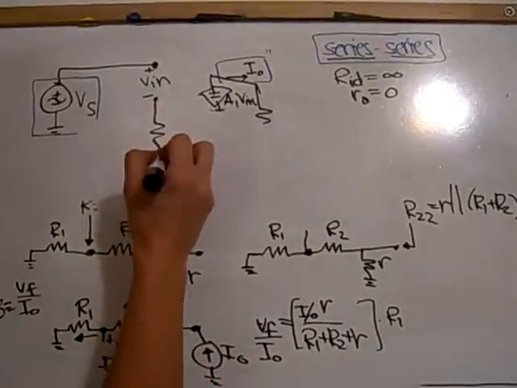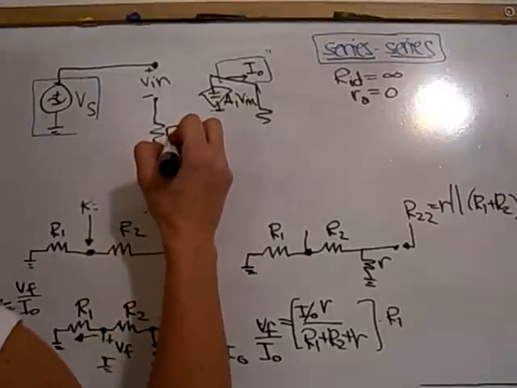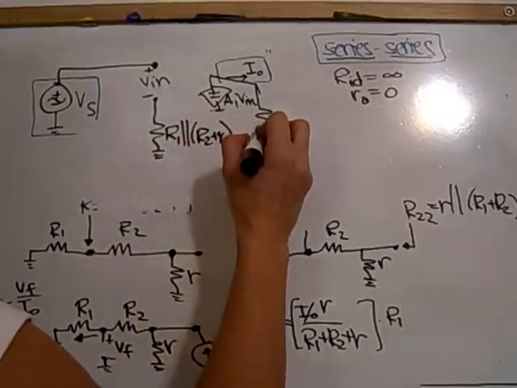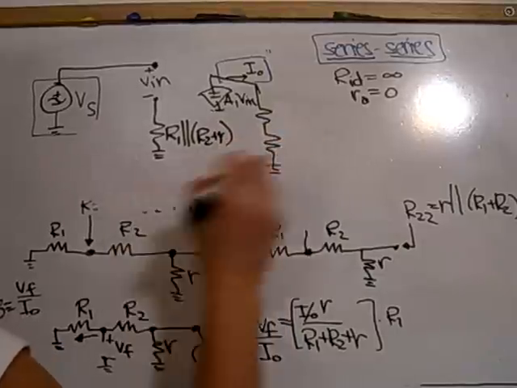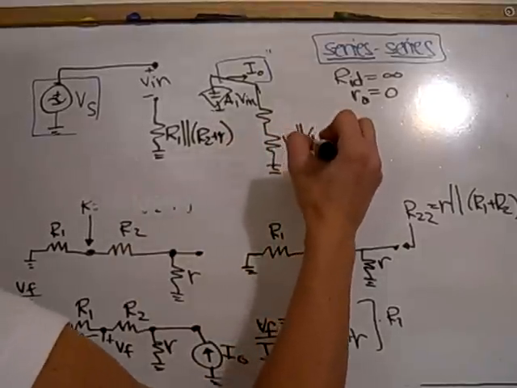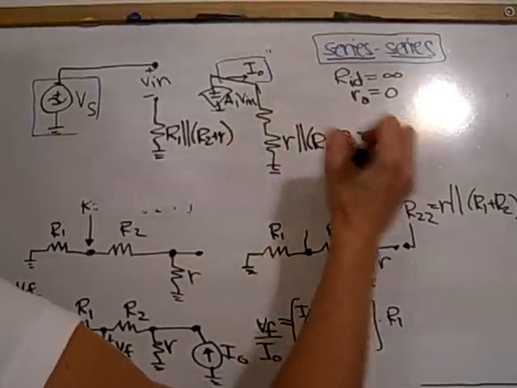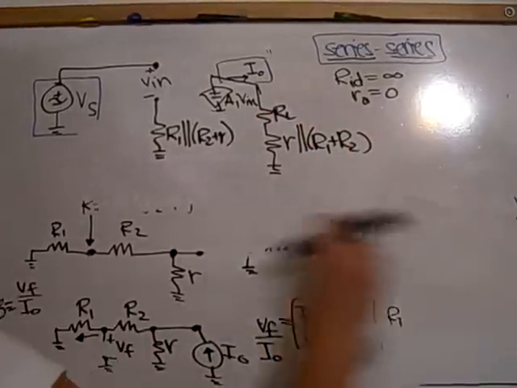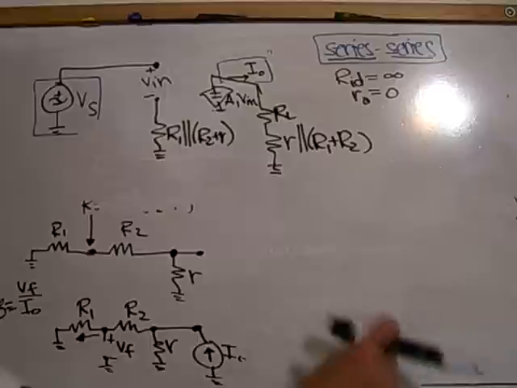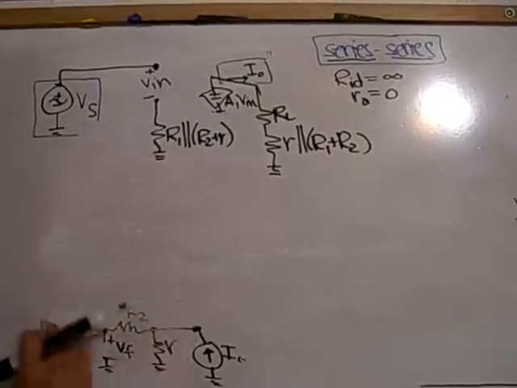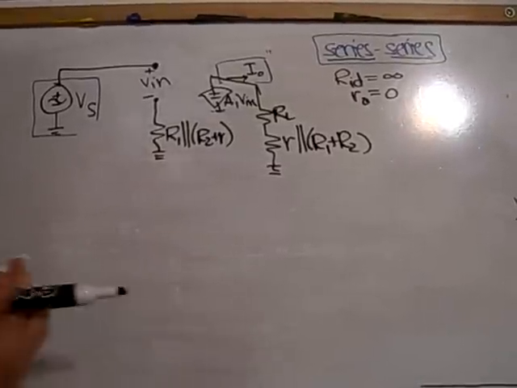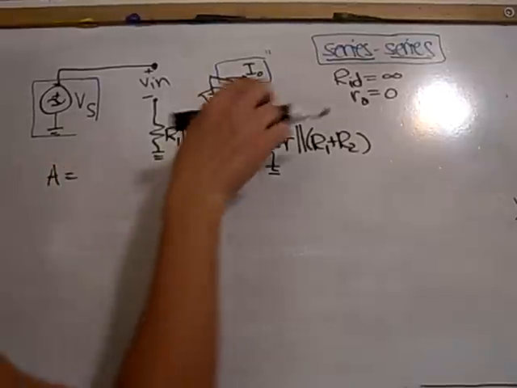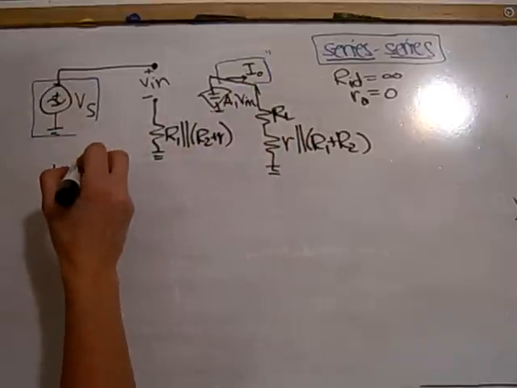So on this side I have R11, which was R1 in parallel with R2 plus R. And over here I replace it with R22, which was R in parallel with R1 plus R2. This was my RL. So now that I have my new A circuit, I want three pieces of information. I want the gain A. In this case, the gain A will be I0 over Vs.